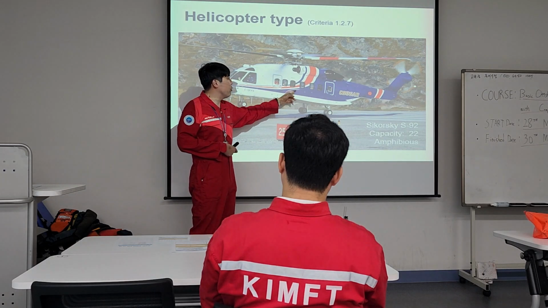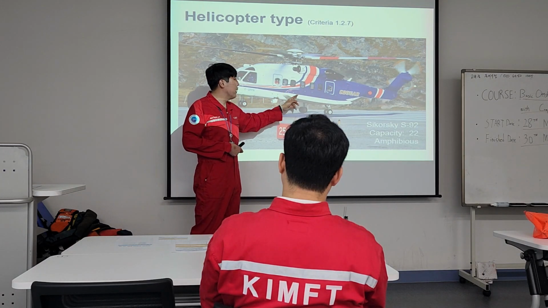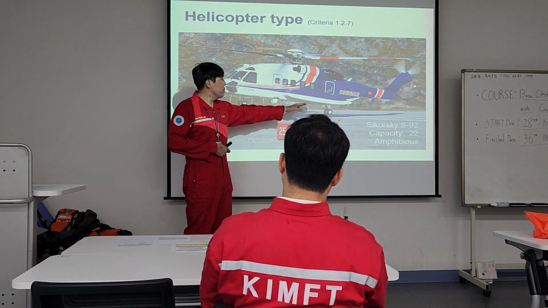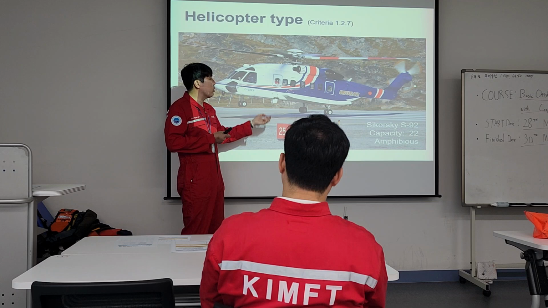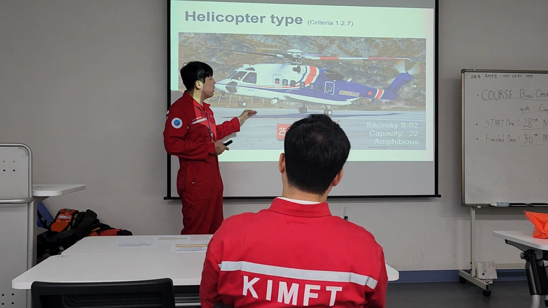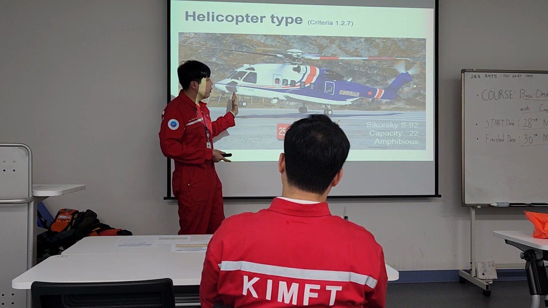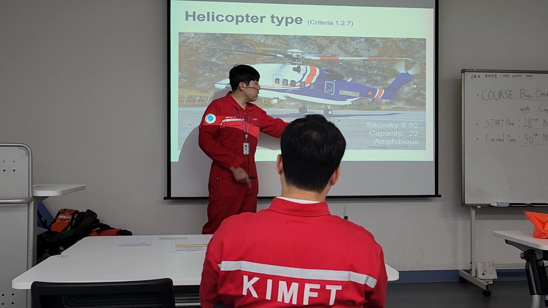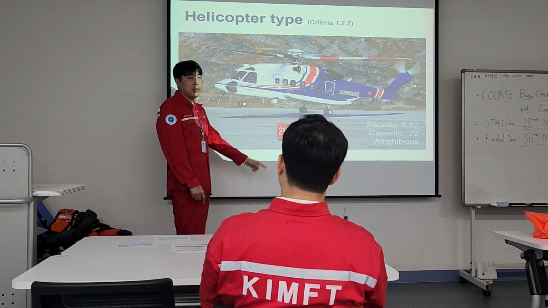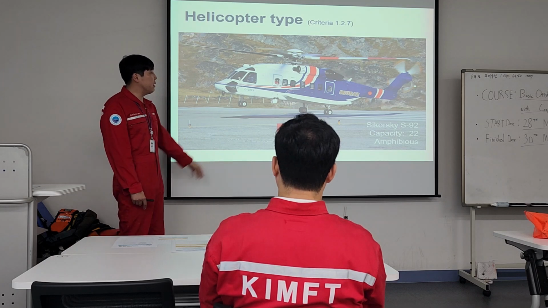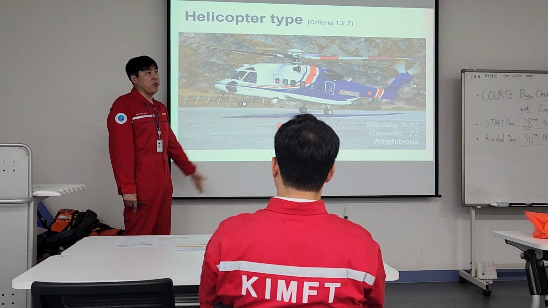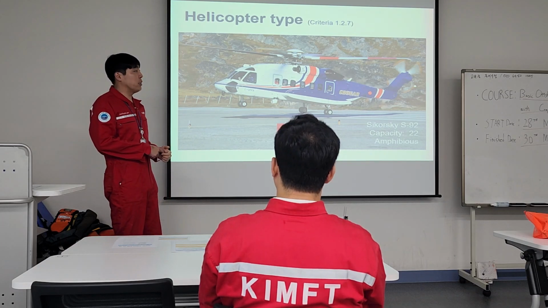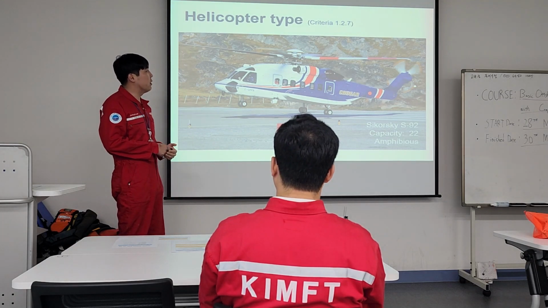Both sides have the fuel tanks. And you see the bottom, here, where we stand the helicopter's weight. So this is a big helicopter. Another thing is about amphibious. Do you know what amphibious is? Amphibious means this helicopter can land on the sea surface, but that is only for emergency situations.